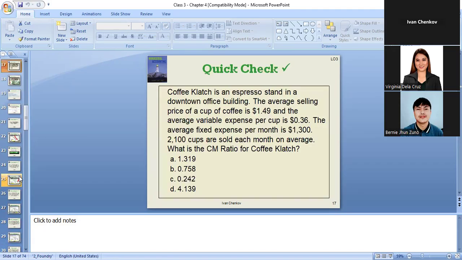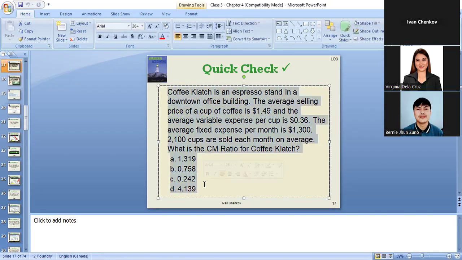So let's do this question quickly. This coffee espresso stand is in a downtown office building. The average selling price per cup of coffee is $1.49, and the average variable cost per coffee is $0.36. The average fixed expenses are $1,300. Currently, they're selling 2,100 cups. What's the contribution margin ratio for this company?